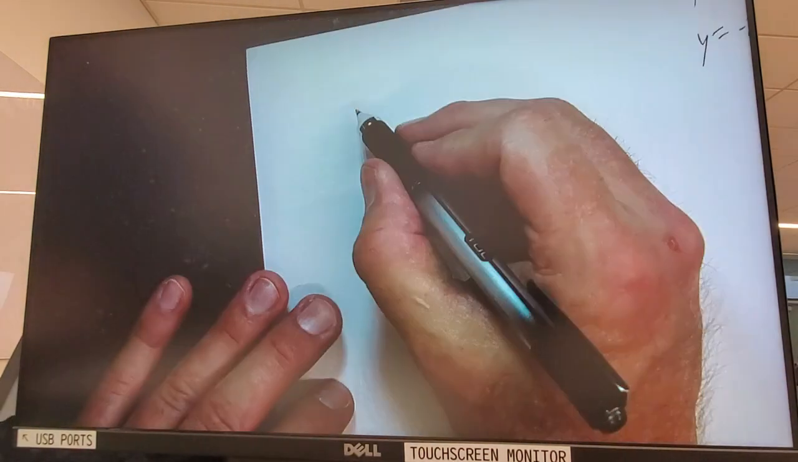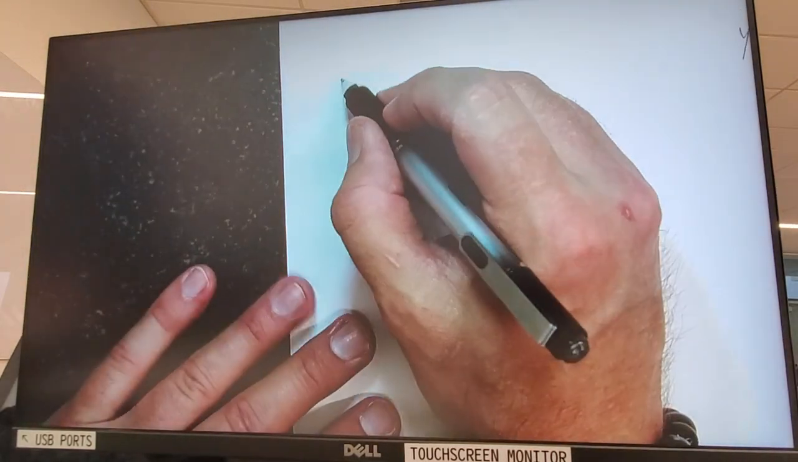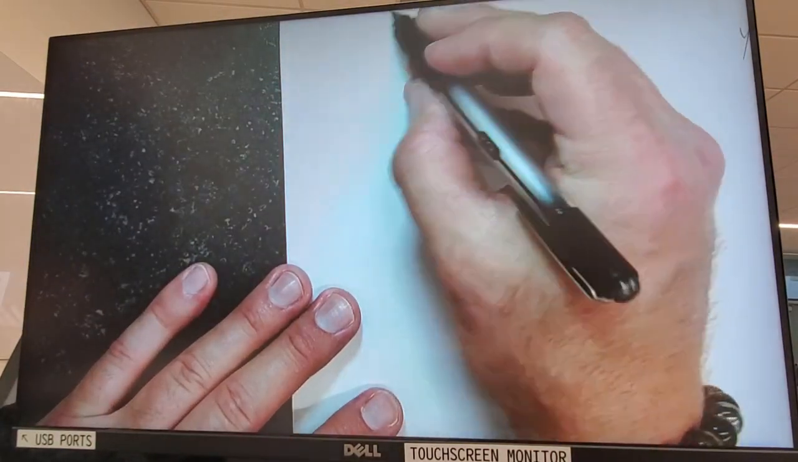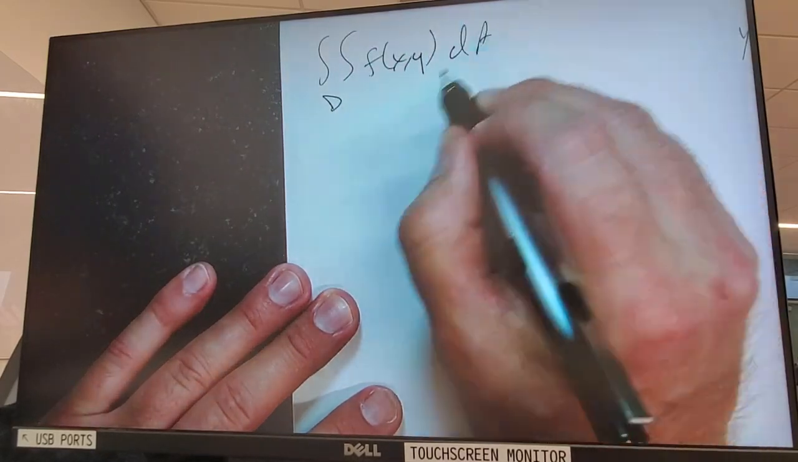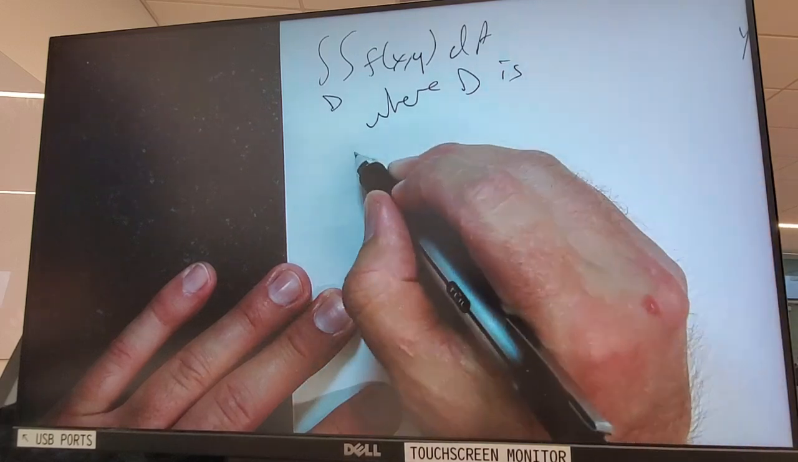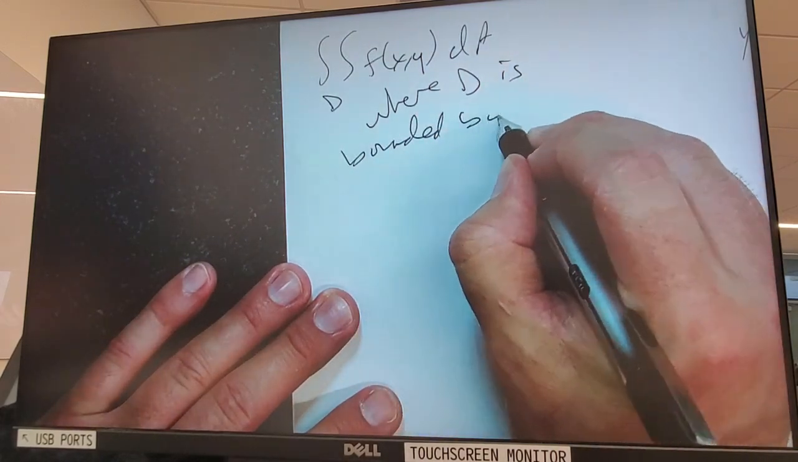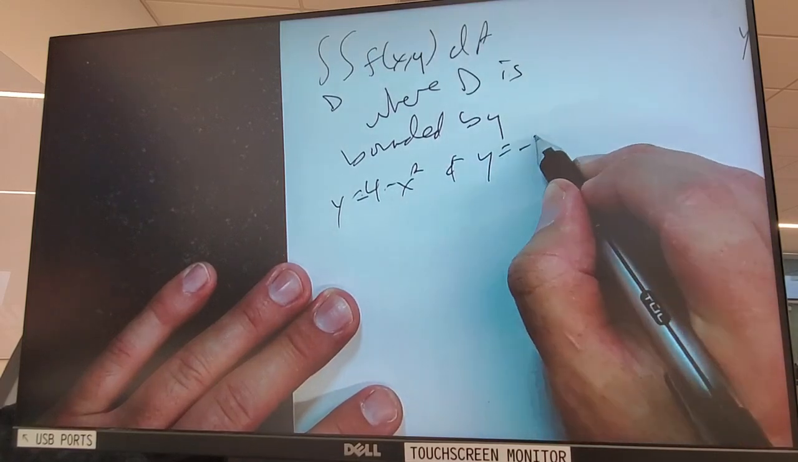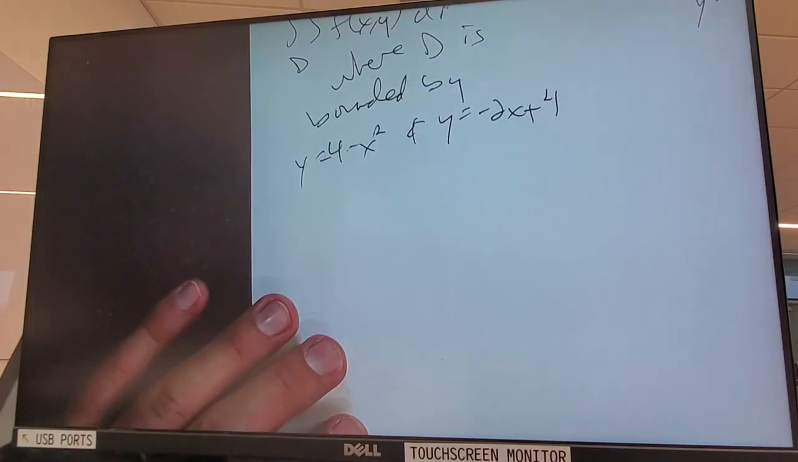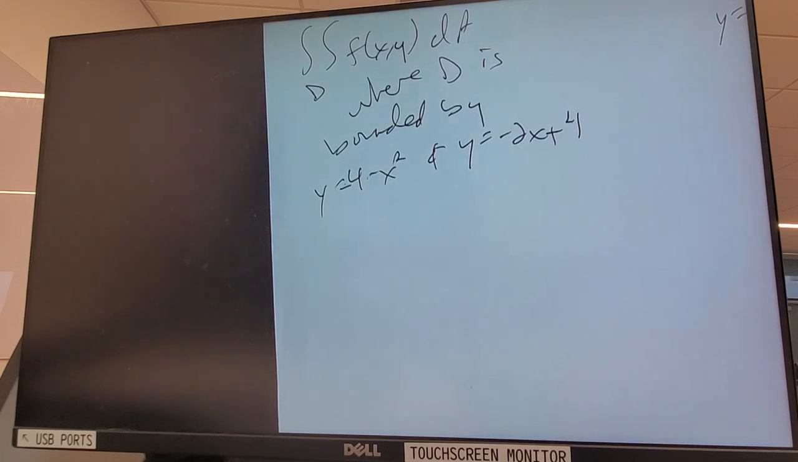So, let's say I've got this region here. So I want to integrate this where D is bounded by y equals 4 minus x squared, and y equals negative 2x plus 4. Can you guys just take a moment and graph those? Now, does anyone know what's a really good first step before you just full out graph those two in the xy plane?